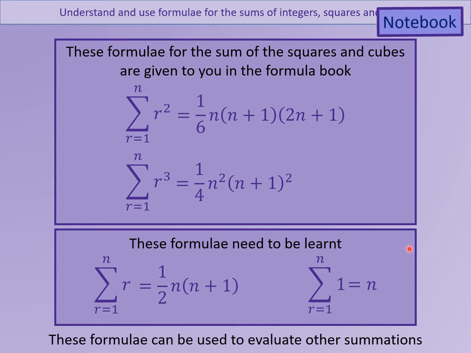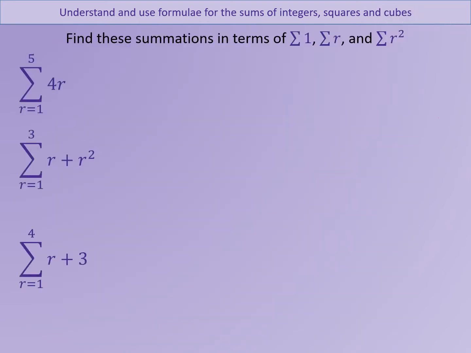And similarly, if you had a different number here to 1, say the sum of 5 from r equals 1 to n, the answer would become 5n, because it would just be n fives. So we're going to look at how the summations we've just looked at on the previous slide can be used to find related summations.